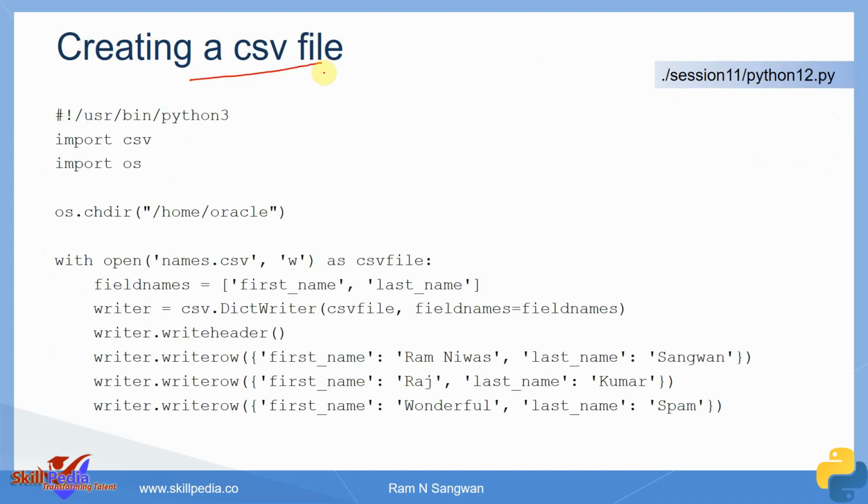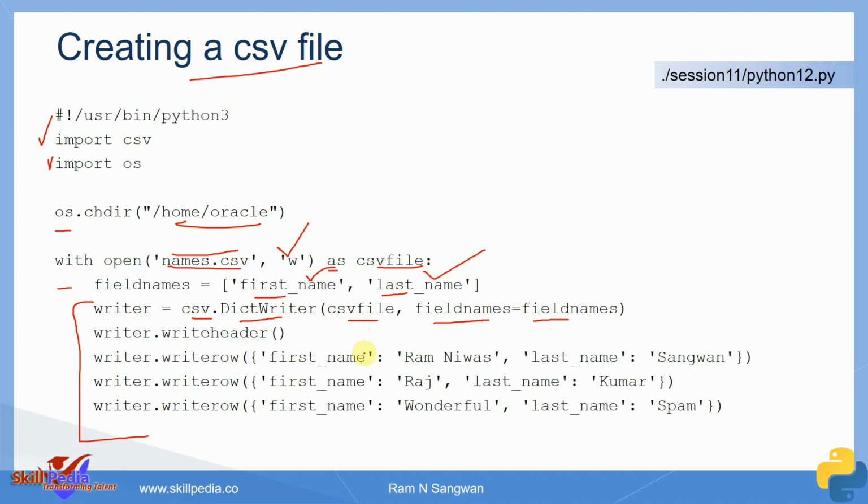Creating a CSV file. If you want to create a CSV file from Python, import csv, import os, go to the directory, open the file. This file will be created in write mode as a CSV file. Field names: first name, last name, and you are writing the data. csv.DictWriter, csv file, fieldnames equal to field names which are taken from this list. Now you are writing all the values one by one. First name, last name, we are writing all this, and so this data will go to this CSV file.